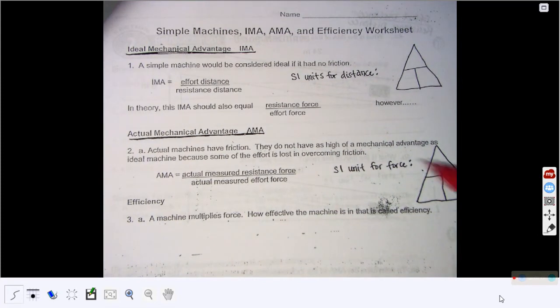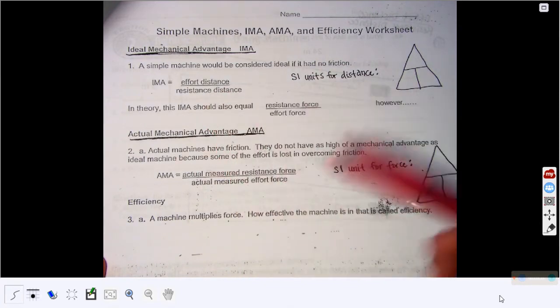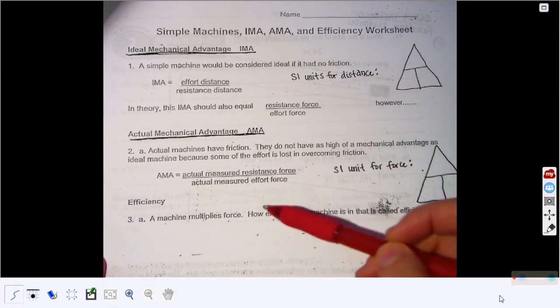We found that yesterday when we did force times distance. Now we're going to see the mechanical advantage. And the thing to look for is if you are given distance, you're going to have a different mechanical advantage formula than if you're given force.